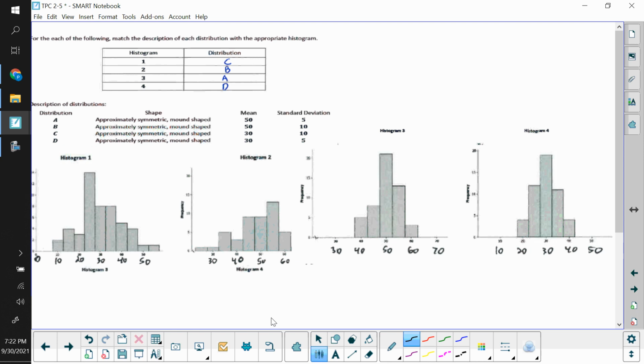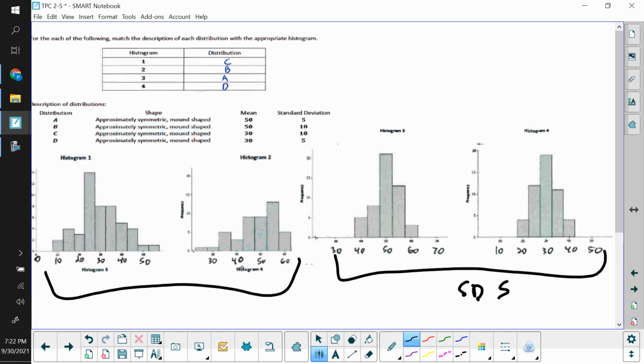Our next one on the homework: the more compact, the smaller the standard deviation. So these ones are the compact ones, so they should have the standard deviation of 5. These ones are more spread out, so they should have the standard deviation of 10. Your mean is your balance point of the data. So your options were 30 and 50 for the mean for each of them.